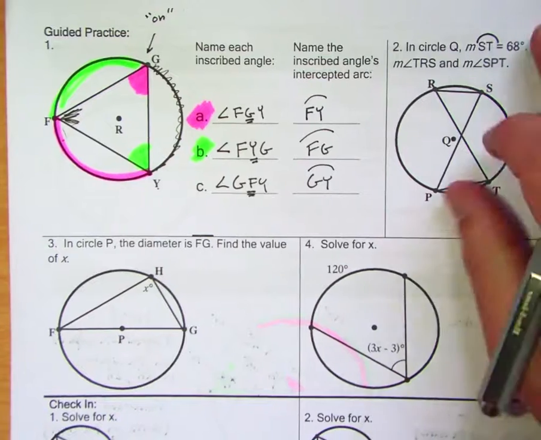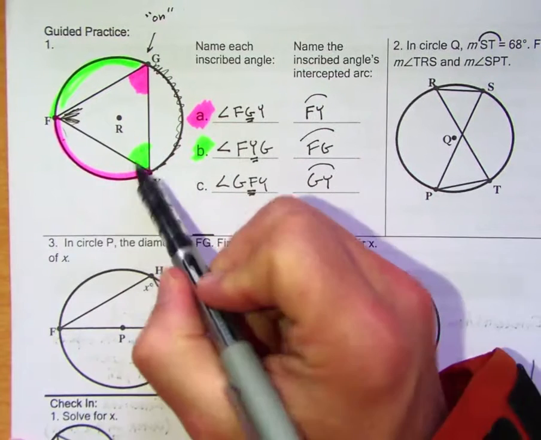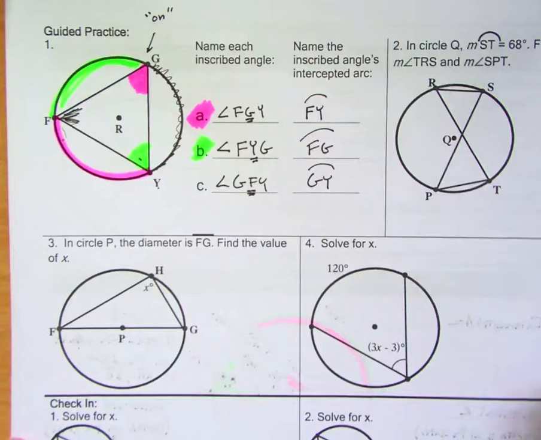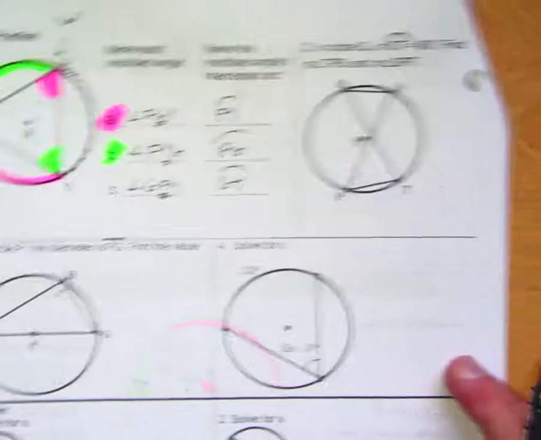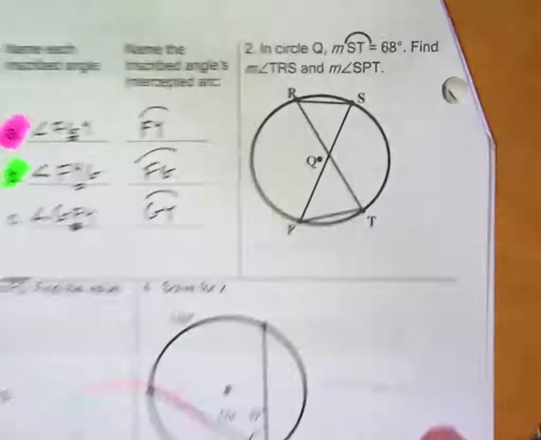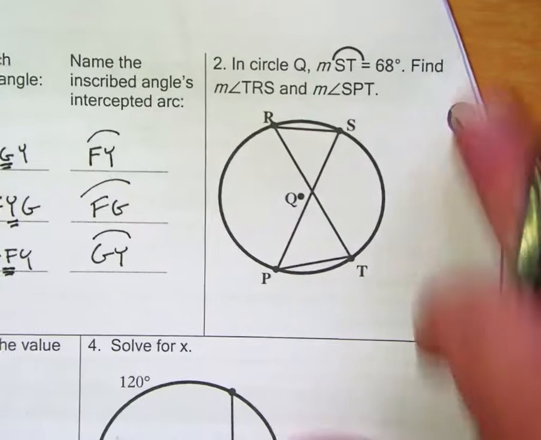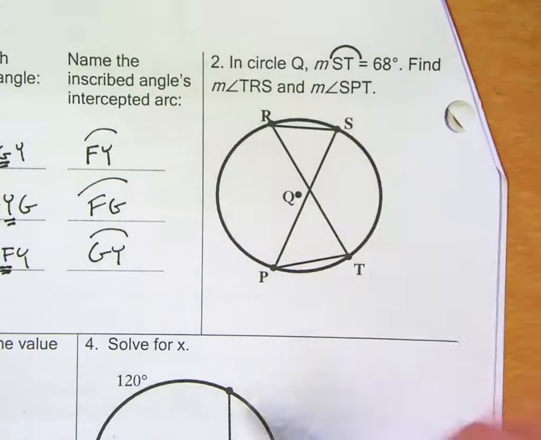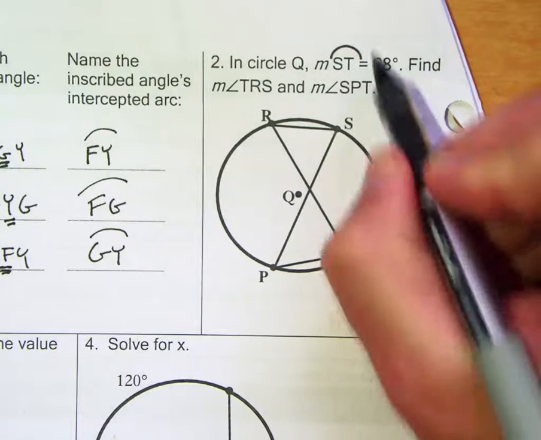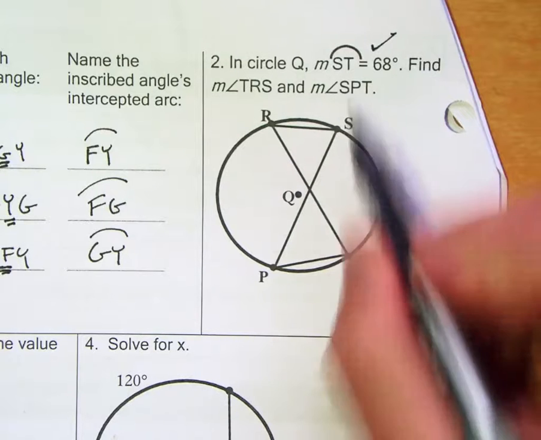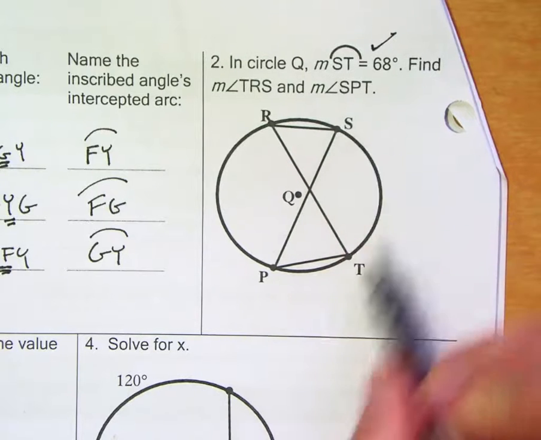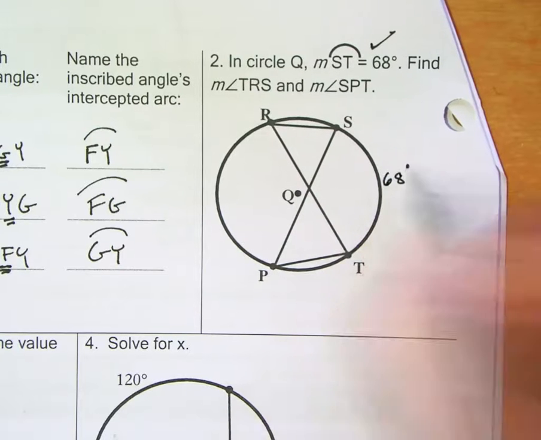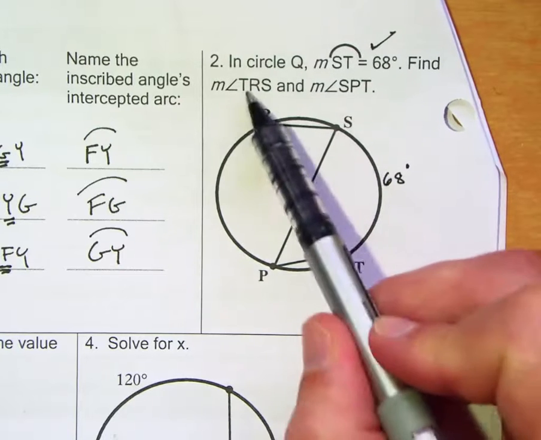Now let's take that relationship we talked about, which is that this angle is equal to half of its arc, and see what we can do. I'm going to zoom in on this one here. In circle Q, so you know the center is Q, the measure of minor arc ST is 68. Let's annotate. Where is arc ST? S to T is the minor arc. So I'm going to put down 68 degrees. Find the measure of angle TRS.